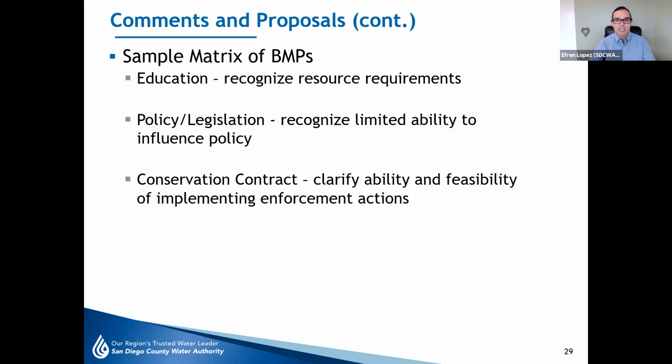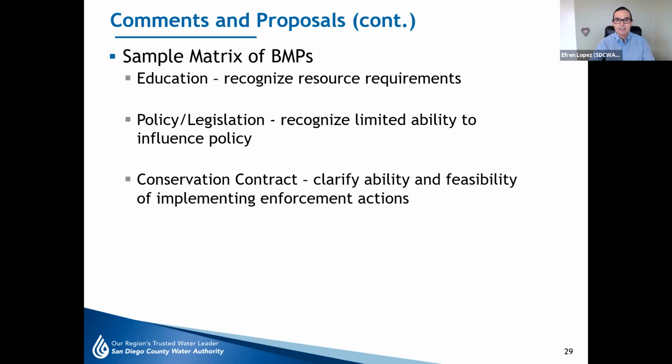Under education, education provides the backbone for any conservation program. The group recognizes that educational programs are very important, but they would like DWR to recognize that education classes require significant resources to develop and to launch. One example was provided by the city of Santa Rosa. They had to hire an outside consultant to develop workshops for their customers because the time required to develop the curriculum, the marketing, and hosting the classes was very time intensive, and they didn't have those resources.